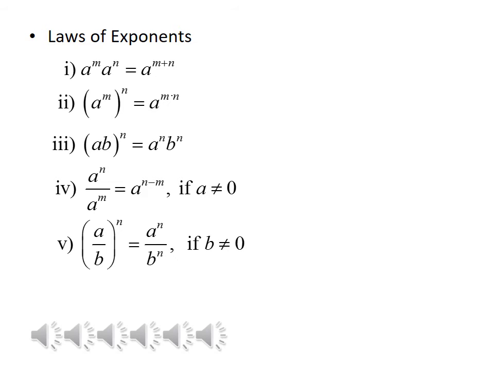And finally, if you have the quotient of two numbers a divided by b and the entire quotient is raised to the nth power, you can distribute the exponent n to both the numerator and denominator. So a over b to the n equals a to the n over b to the n, assuming that b is not equal to 0.